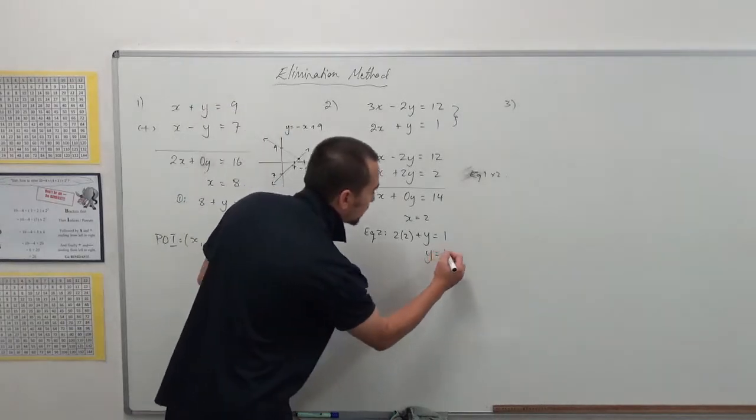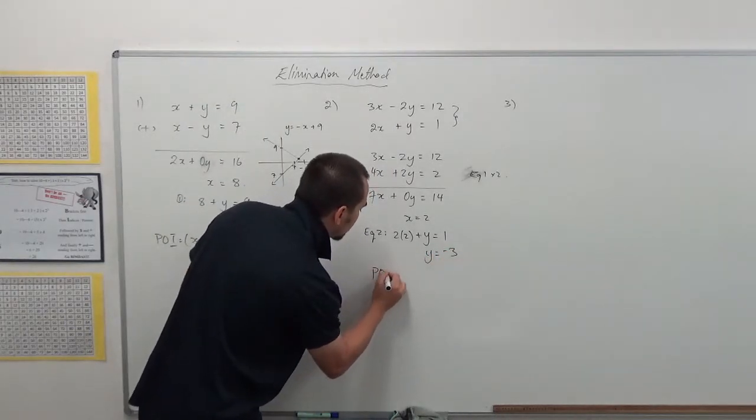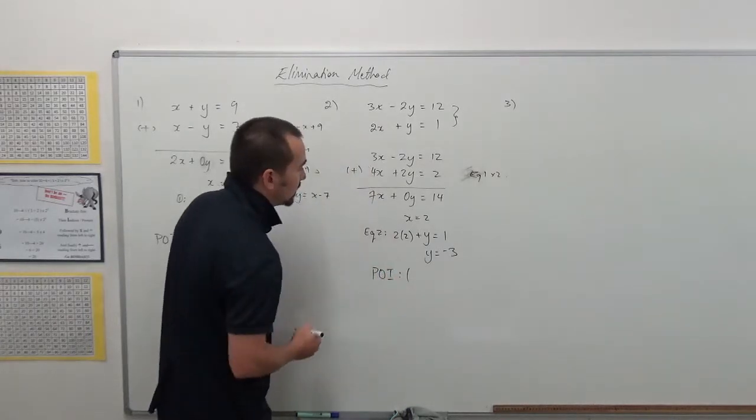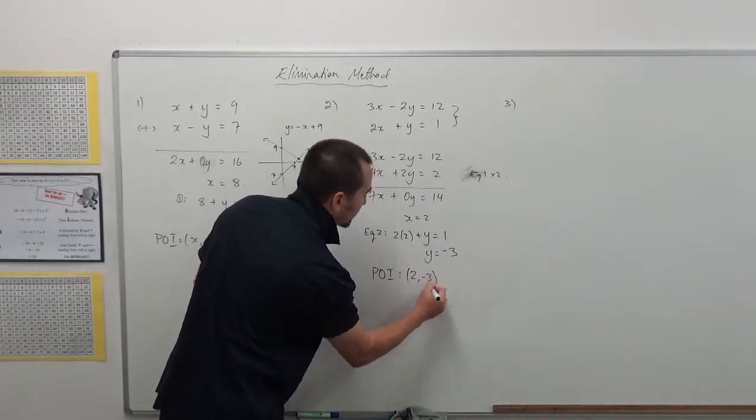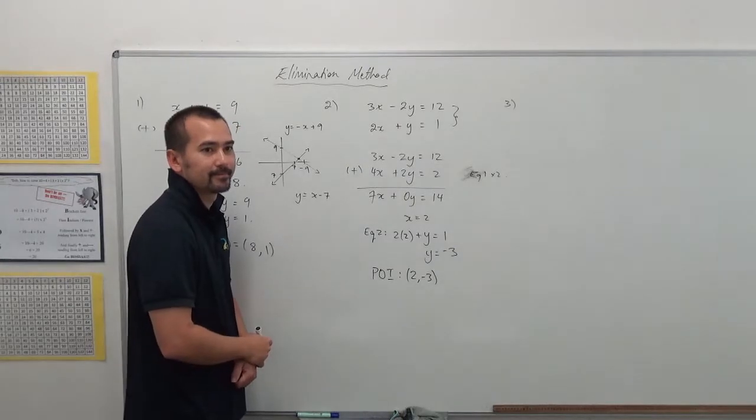Negative 3. Thank you, Pearl. So the point of intersection is 2, negative 3. Yeah?